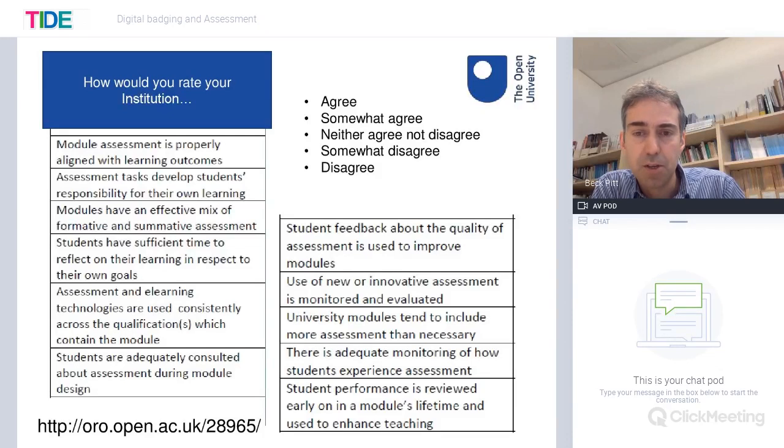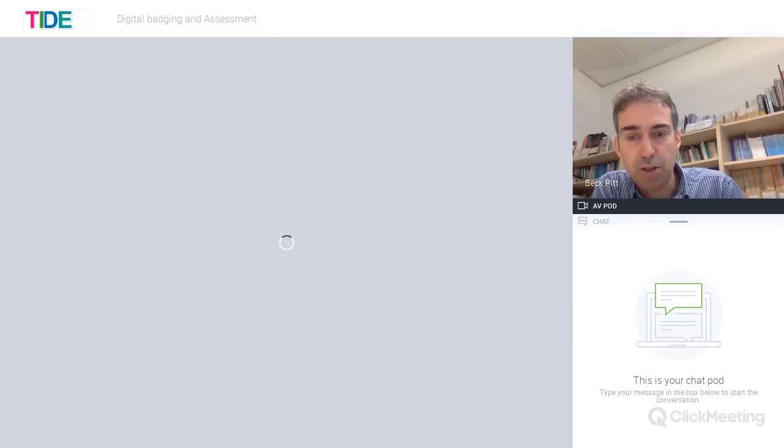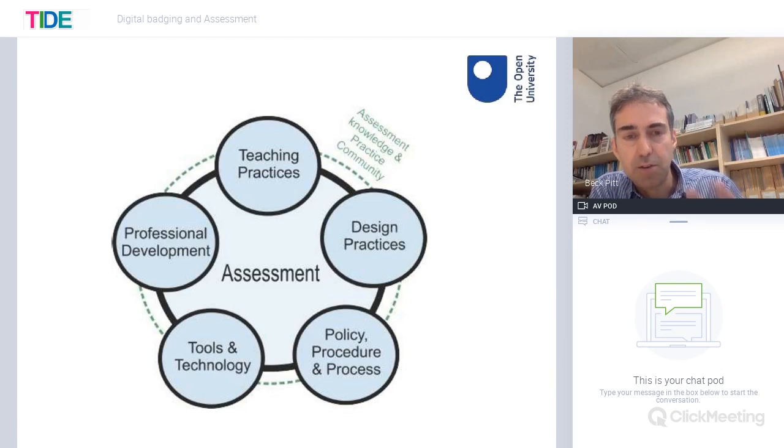So I'll move on from that and just summarize by pointing out that there were these 5 elements, I think. So assessment knowledge and practice in this community works in these areas. We have teaching practices, we have design practices and assessment design, we have the element of professional development that I mentioned earlier, the importance of the assessment tools and technology, about getting those right and making sure those are integrated into the rest of the system, and the importance of having clear strategic policy processes and procedures in place that help frame and inform these other practices.